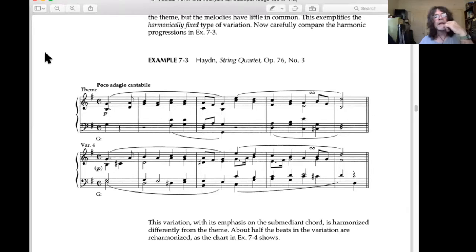So let's just take a look at this. The problem with sometimes the examples that are given is that this is only a small portion of it. I'm pretty sure this is an 8-measure phrase or theme here, but he's only giving the first 4 measures. And it clearly ends on the dominant chord here. We're in the key of G major, he even says that here. And it clearly ends on the dominant chord, all right?